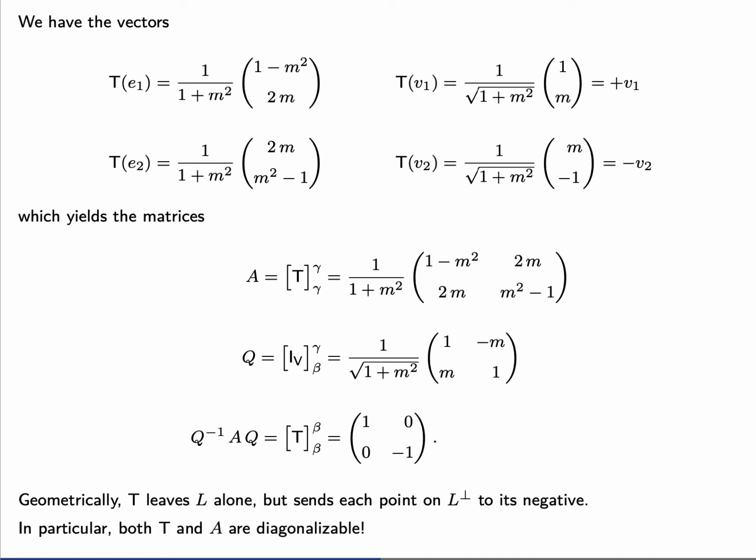Again, geometrically, T leaves the line L alone, but it sends each point on the perpendicular line to its negative. That's the concept of a reflection through a line. It leaves every point on the line alone, but because we're reflecting, everything above L on the line L perp now goes to its negative. In particular, you'll see that with the way we've set up all of this, both T and the matrix A are diagonalizable. And in fact, Q inverse AQ is our desired diagonal matrix.